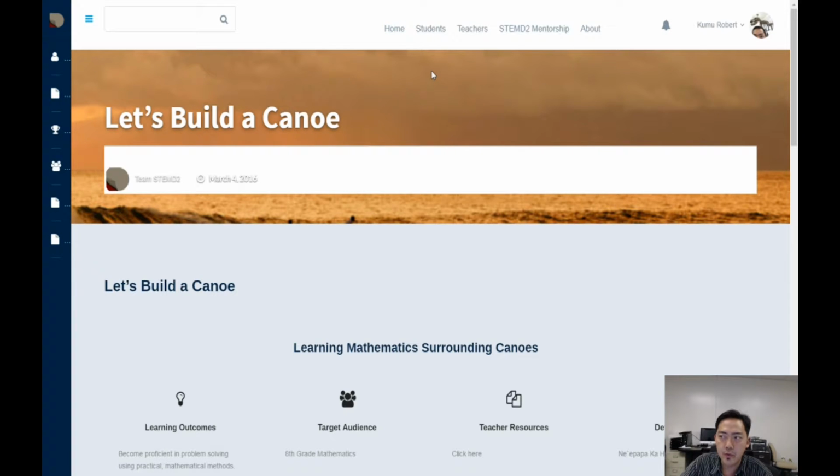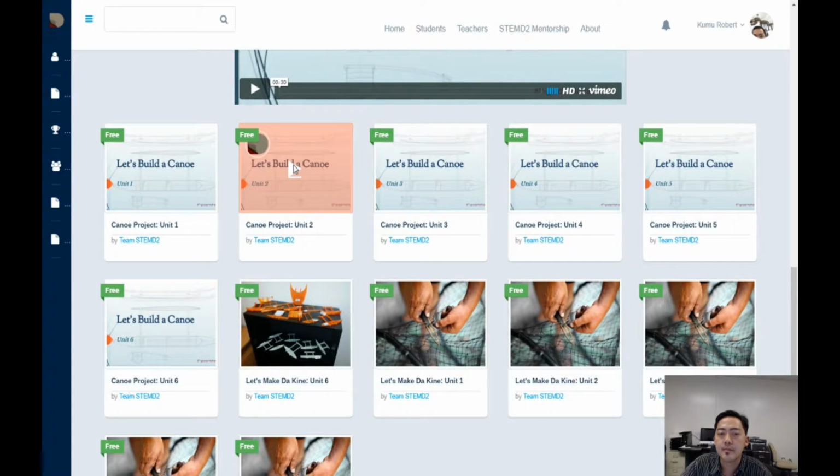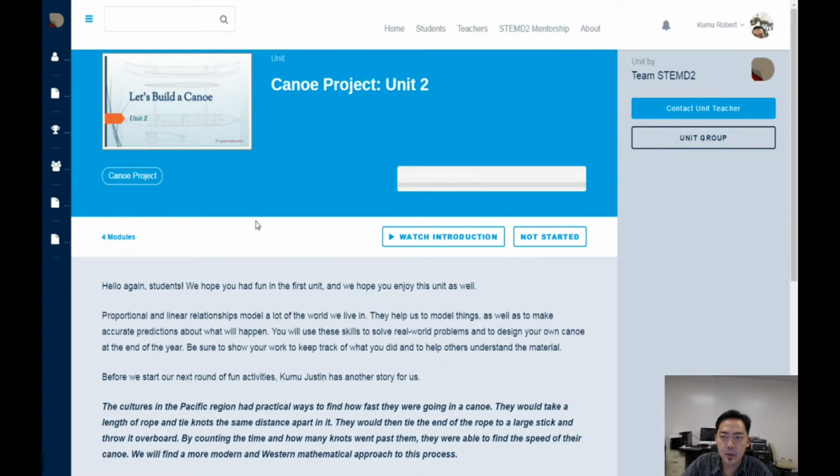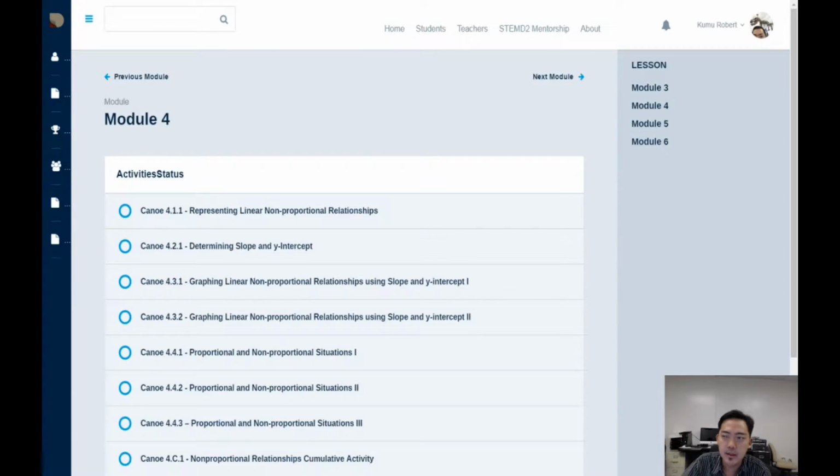Today we'll be covering Module 4, which is in Unit 2 of the Go Math book. So we're going to go down to Unit 2, and now down to Module 4. Here are the activities for Module 4, which covers non-proportional relationships. These are relationships that are linear but have a non-zero y-intercept.